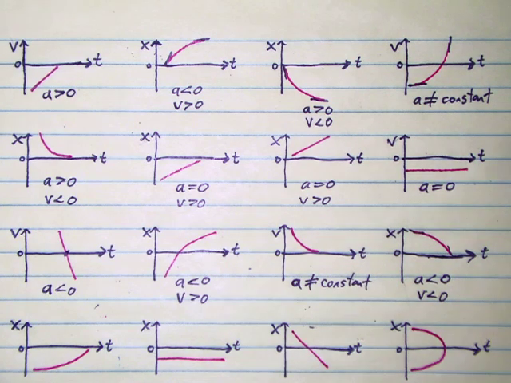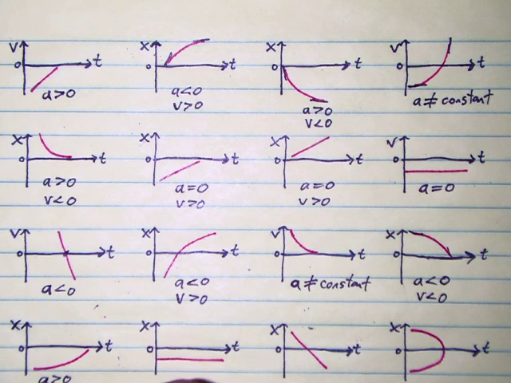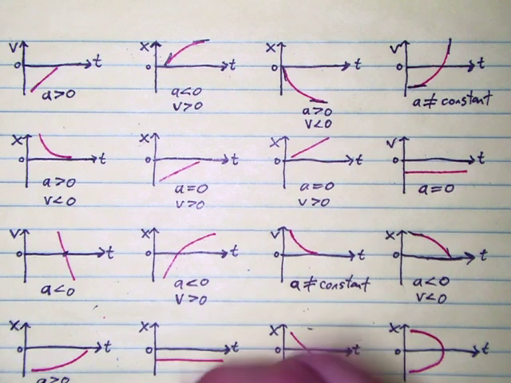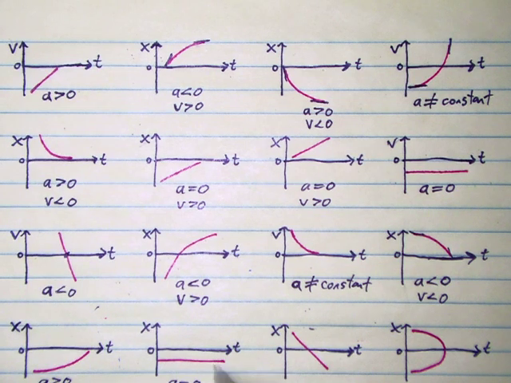Are you getting all of these? Position versus time, upward curve, that's a positive acceleration, and we're moving in the positive direction. So that's a positive velocity. Here, position versus time is constant, which tells us that the acceleration is 0 and the velocity is 0. This object is not moving at all.